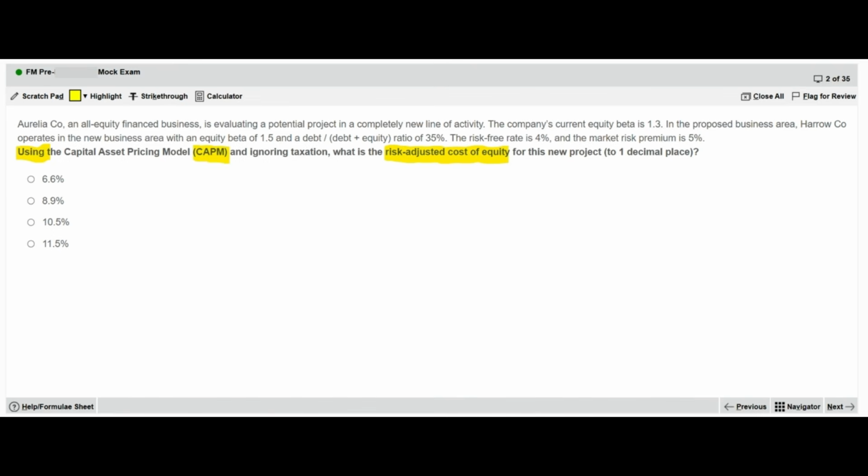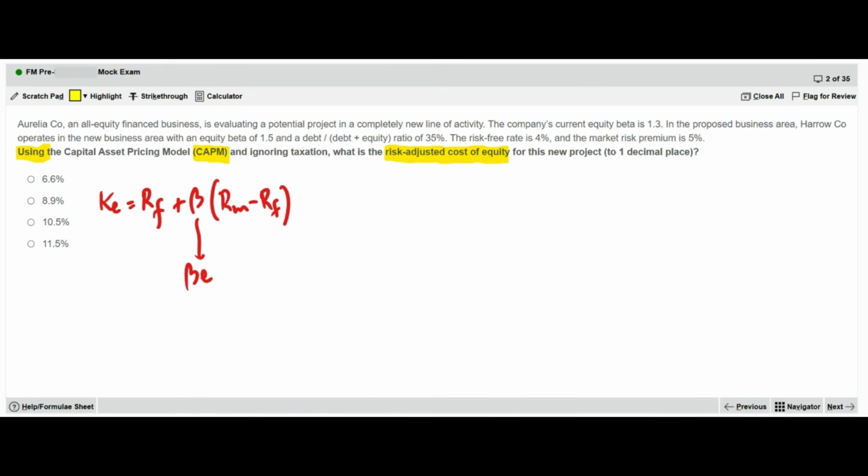What is the CAPM formula? The CAPM formula is KE is equal to RF plus beta into RM minus RF. What beta is this? This is beta equity. Now, in order to use beta equity of the existing company, three conditions are supposed to be fulfilled. What are the three conditions?